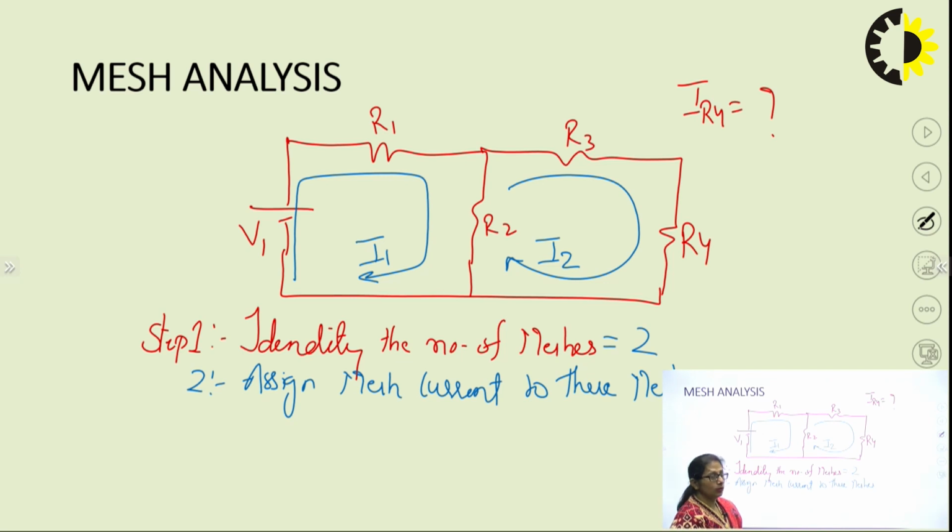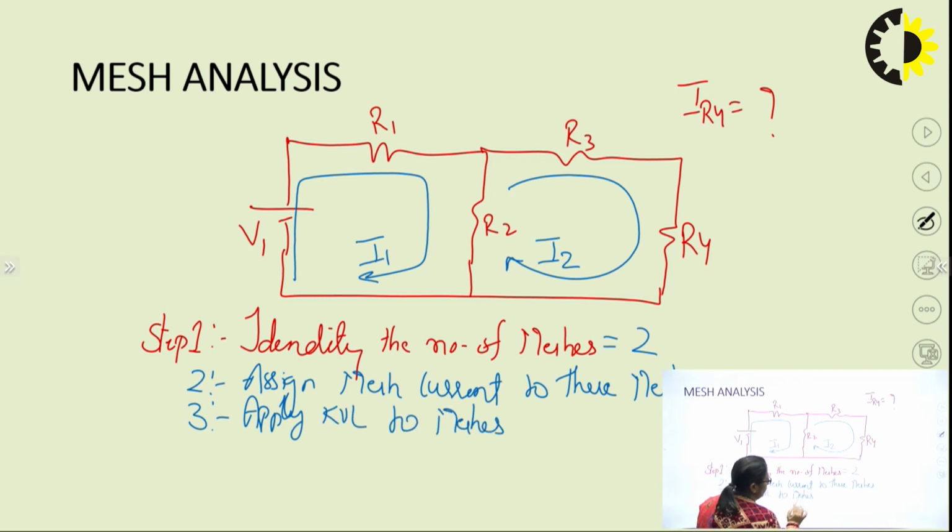Now I have identified the number of meshes and assigned the mesh currents. What can be the third step? Now, apply KVL to individual meshes one by one. Apply KVL to individual meshes and form simultaneous equations.